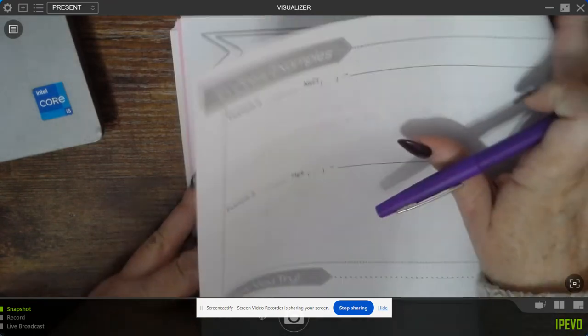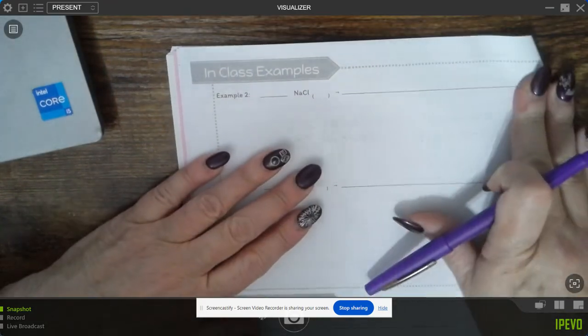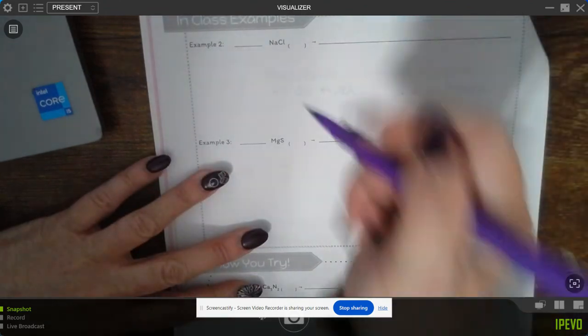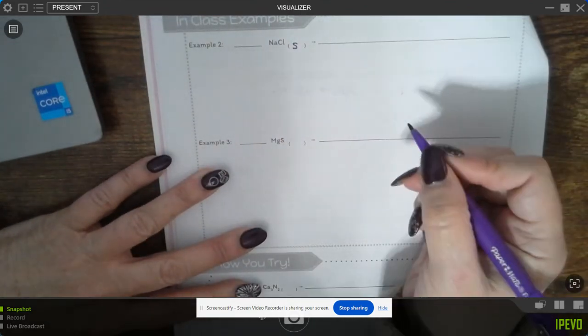Here is another example. We have sodium chloride. It's an ionic compound, so it's going to be a solid.